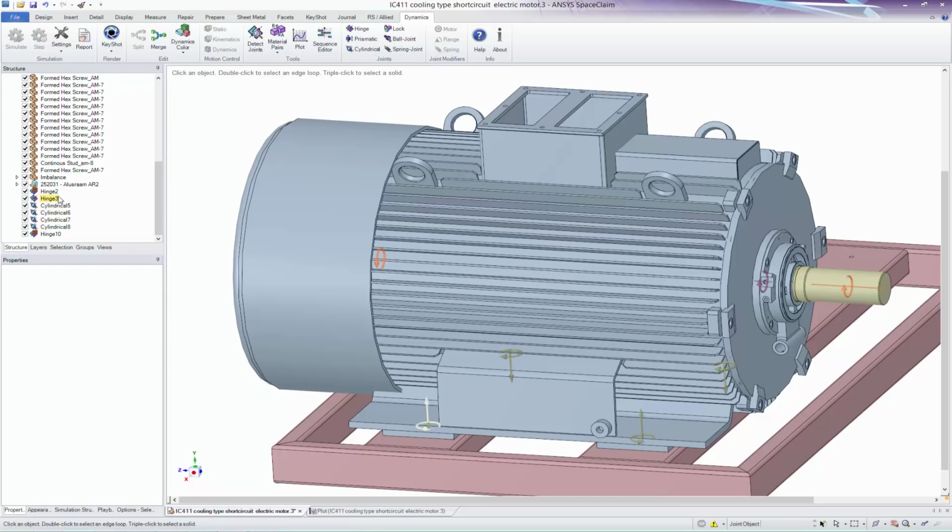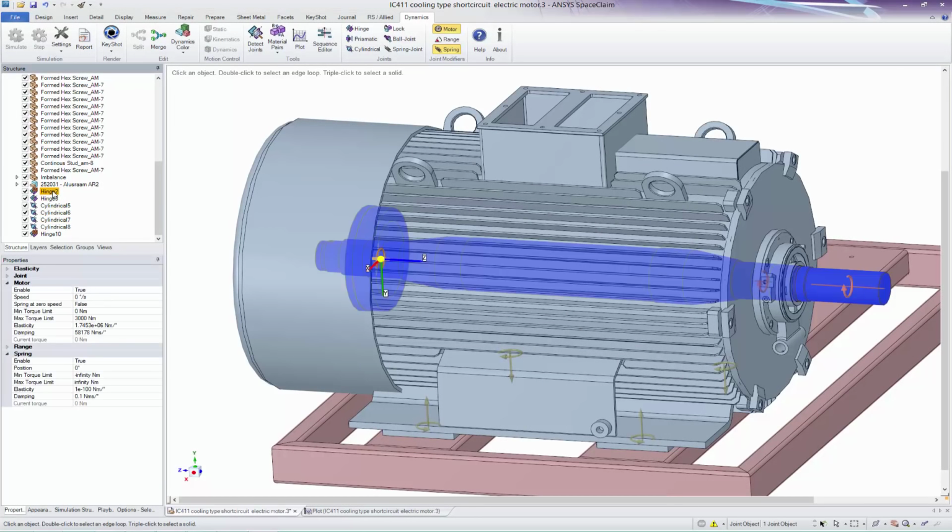Next, we specify a target angular velocity, nominal torque, and back EMF of the electric motor.